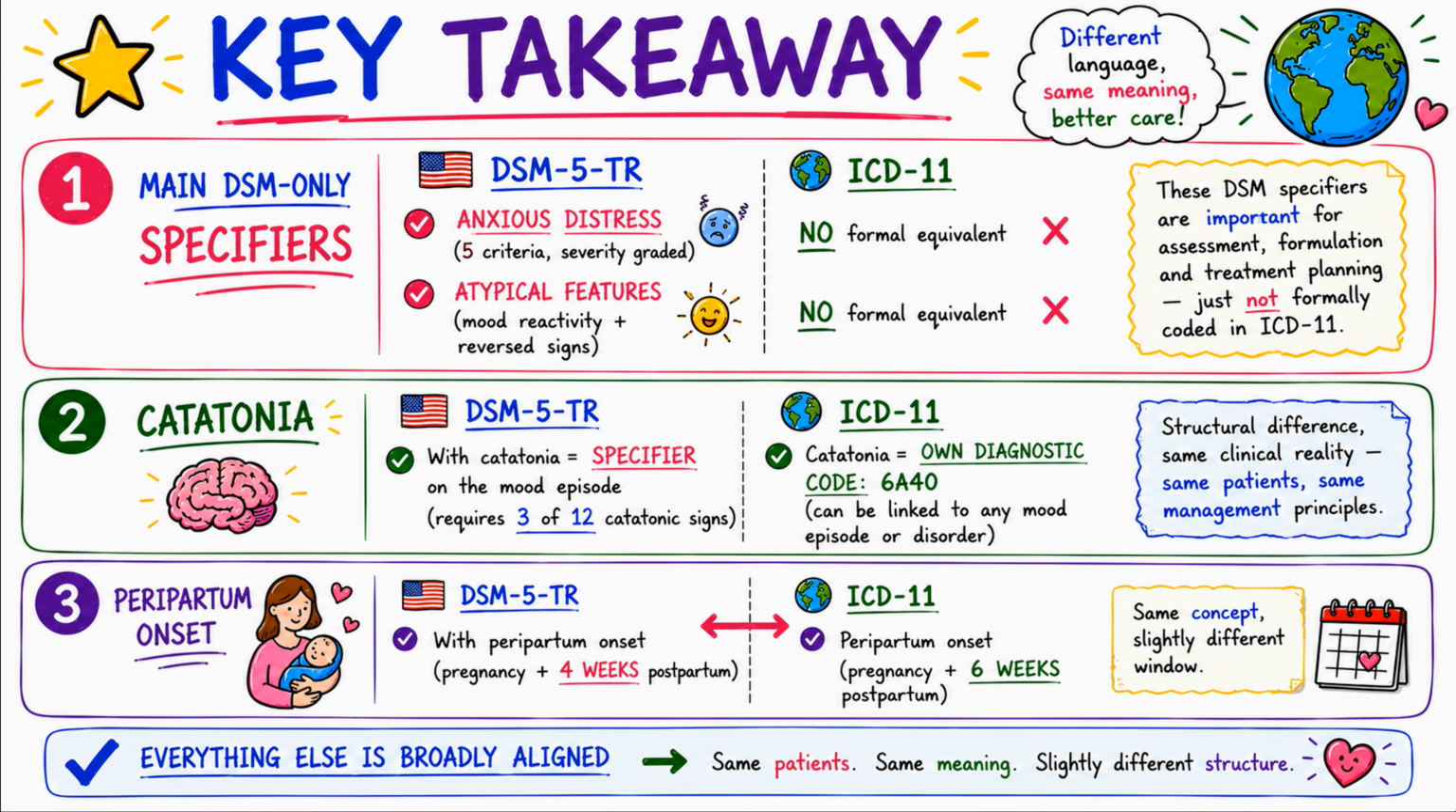If you can remember 3 differences, you can answer any DSM versus ICD specifier question. 1. Anxious distress exists only in DSM. 2. Catatonia is a specifier in DSM but its own code in ICD-11. 3. Peripartum window is 4 weeks in DSM, 6 weeks in ICD-11. Everything else, mixed features, psychotic features, seasonal pattern, rapid cycling, is aligned between the 2 systems.